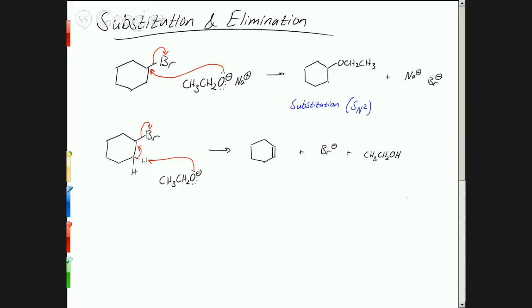This reaction is kind of like the reverse of the addition reactions that we just did in the last chapter, and this is called elimination. In this case, it's called E2. There's an SN1 and an SN2, E1, E2. We'll get into that in a little bit.